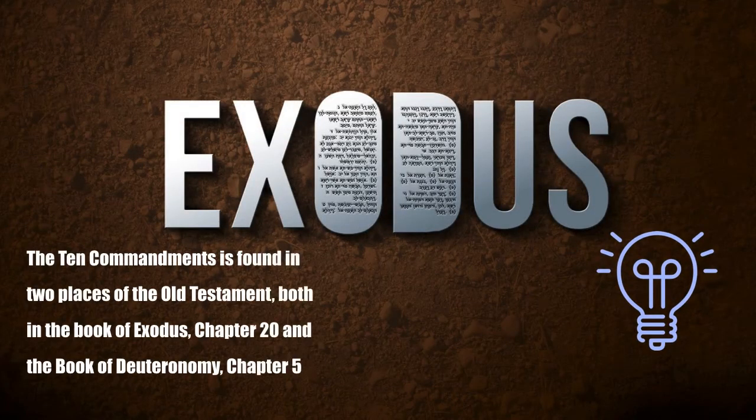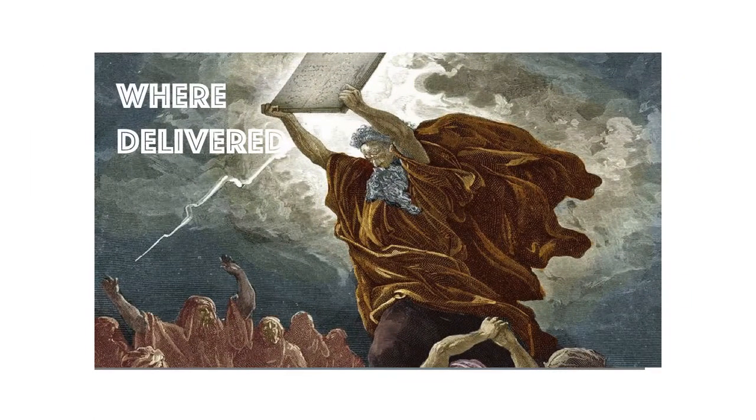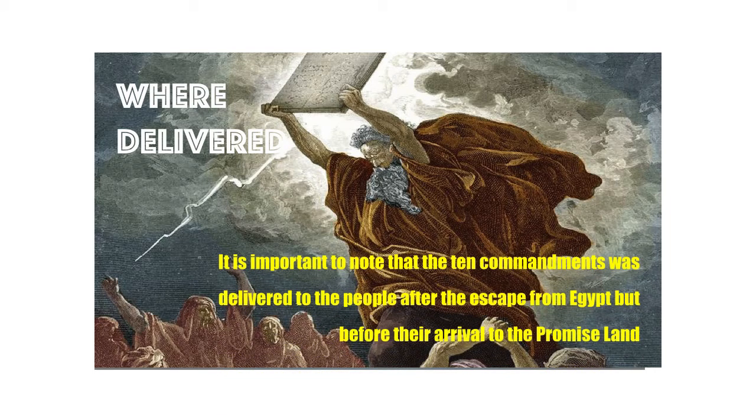The Ten Commandments is found in two places of the Old Testament, both in the book of Exodus, chapter 20, and the book of Deuteronomy, chapter 5. I think a critical question here is, where exactly did God deliver the Ten Commandments? It is important to note that the Ten Commandments was delivered to the people after the escape from Egypt, but before their arrival to the Promised Land.